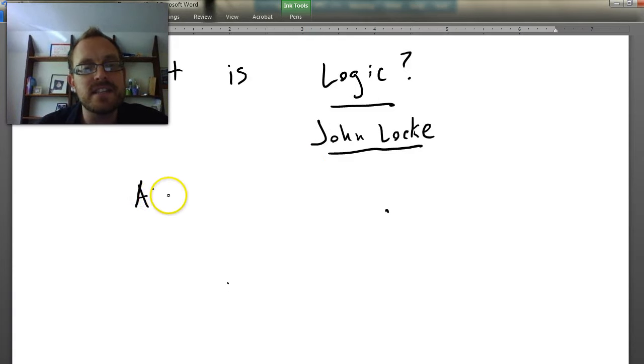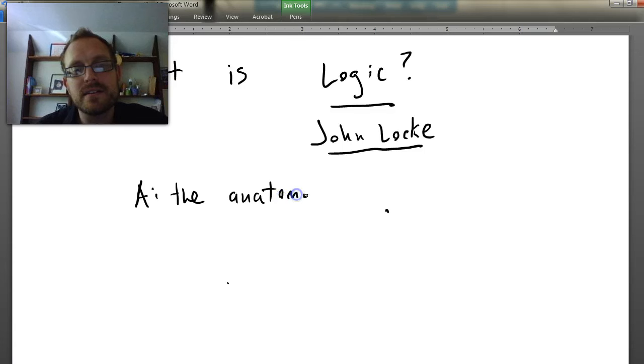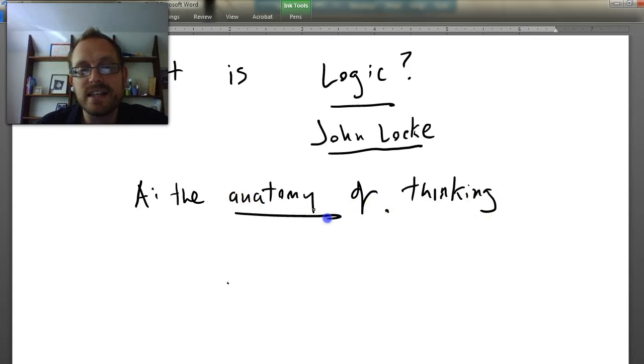So we're going to give this answer. Logic is the study of the anatomy of thinking. And for all of you watching out there, I'm sorry my handwriting isn't always the best. But it's the anatomy of thinking. And I think that's a great way to think about it, because what exactly is anatomy? Anatomy is a subset of biology, and what anatomy does is study the different organs within a body and how those organs function together. And in many ways, that's what logic is.